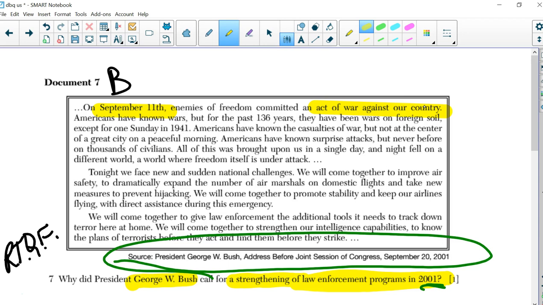Okay, 9/11, act of war against our country. Americans have known the casualties of war, and not at the center of a great city on a peaceful morning. Americans have known surprise attacks, but never before on thousands of civilians. All of this was brought upon us in a single day, and night fell on a different world, a world where freedom itself is under attack.